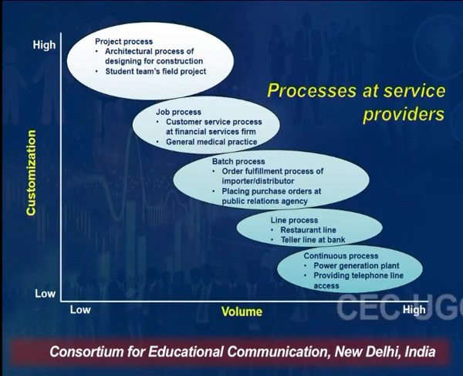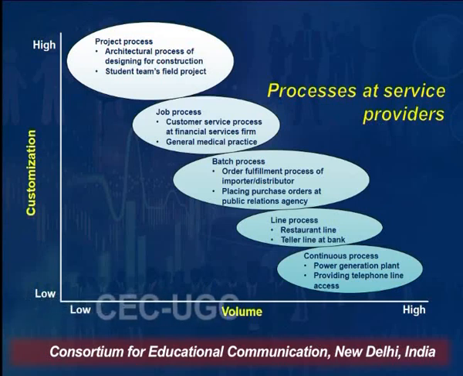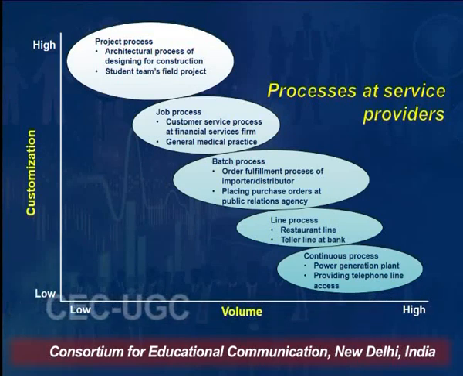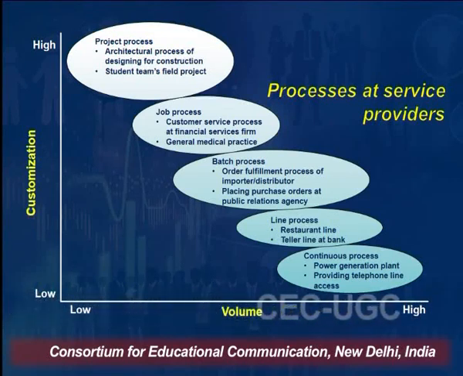Now further, if you see this diagram, on the x-axis we have shown volume from low to high, on the y-axis we have shown the customization from low to high. So on the top we have the project processes. Here the customization required is very high, but the volume will be low. You will make one building. Even to make one building or one house, it will take a lot of time. So it's a project.